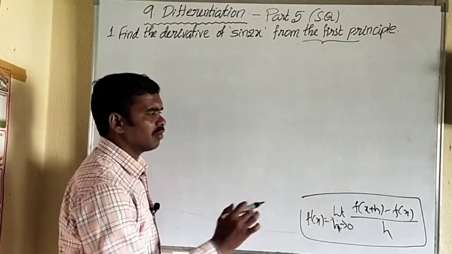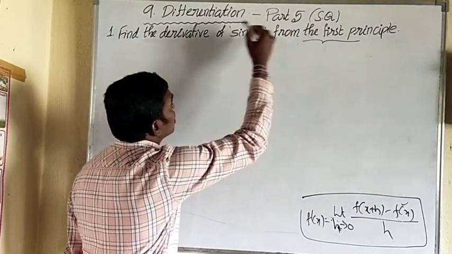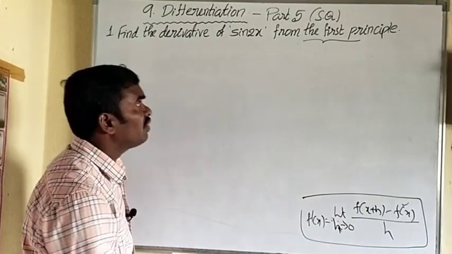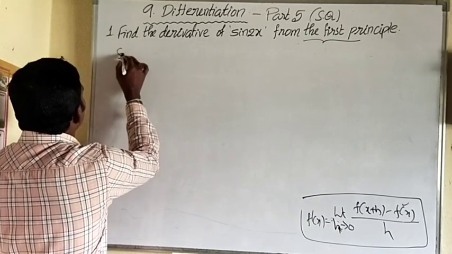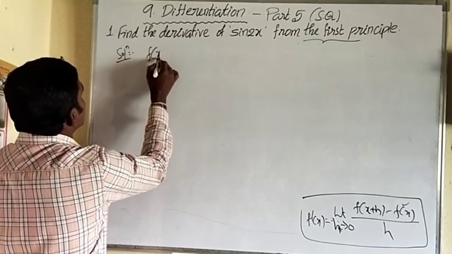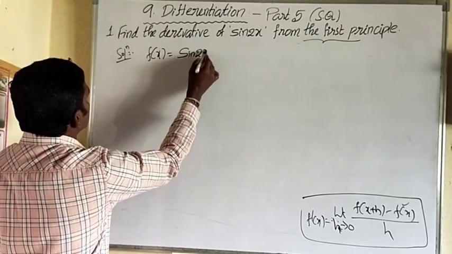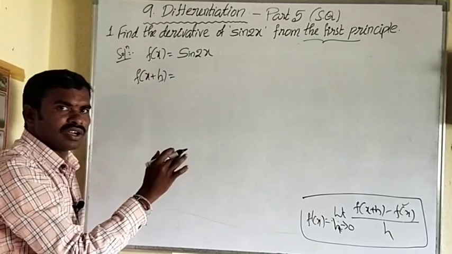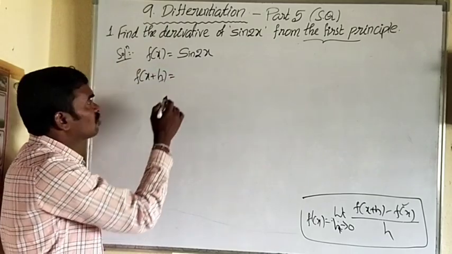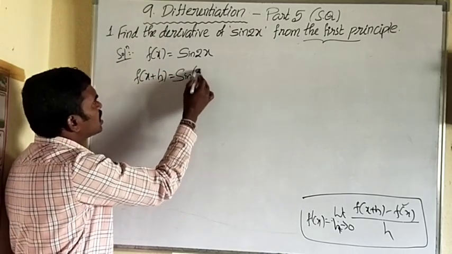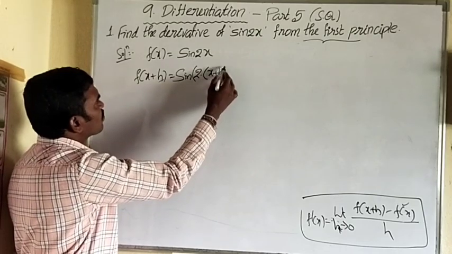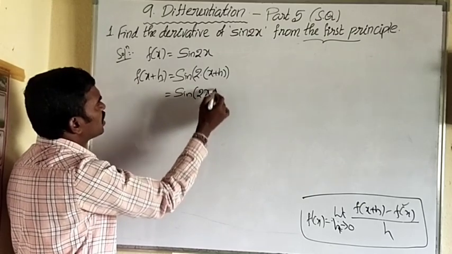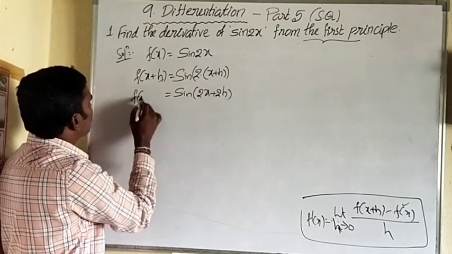For f of x, the given function, sin 2x is given, so f of x is sin 2x. We have to find f of x plus h. Let us take the solution. First write down f of x: f of x is sin 2x. And f of x plus h is what? Very good. Instead of x just write x plus h. So sin of 2 into x plus h, which is equal to sin of 2x plus 2h. So this is f of x plus h.